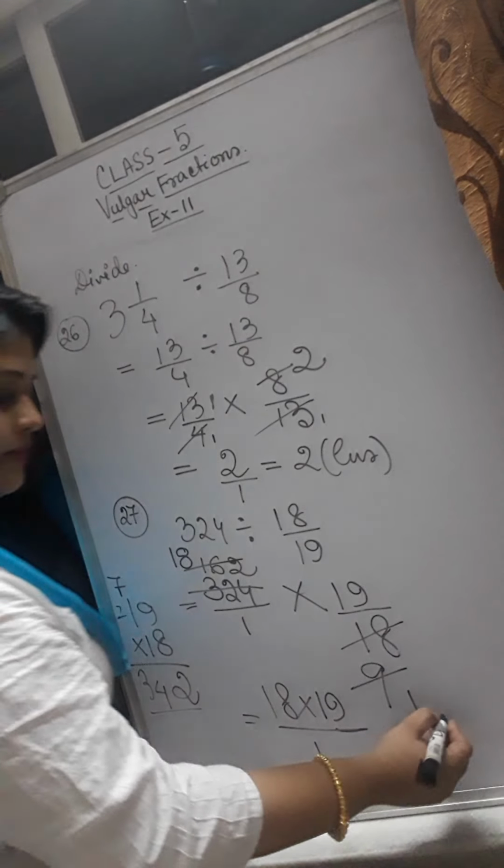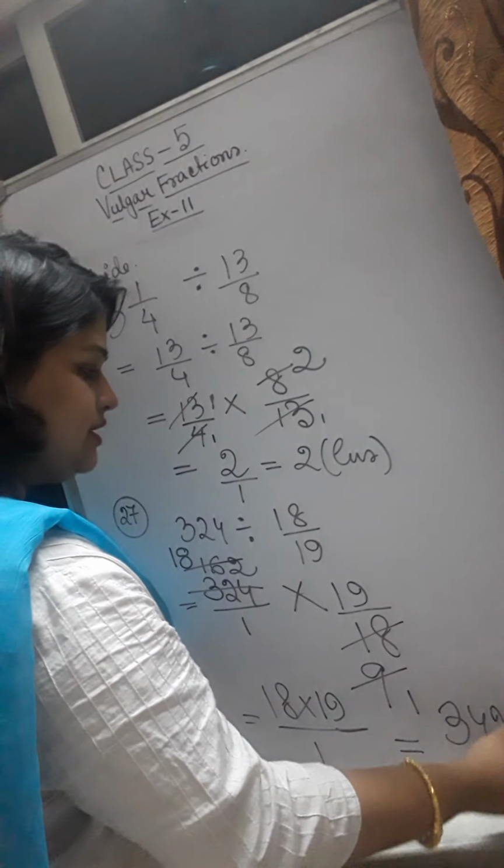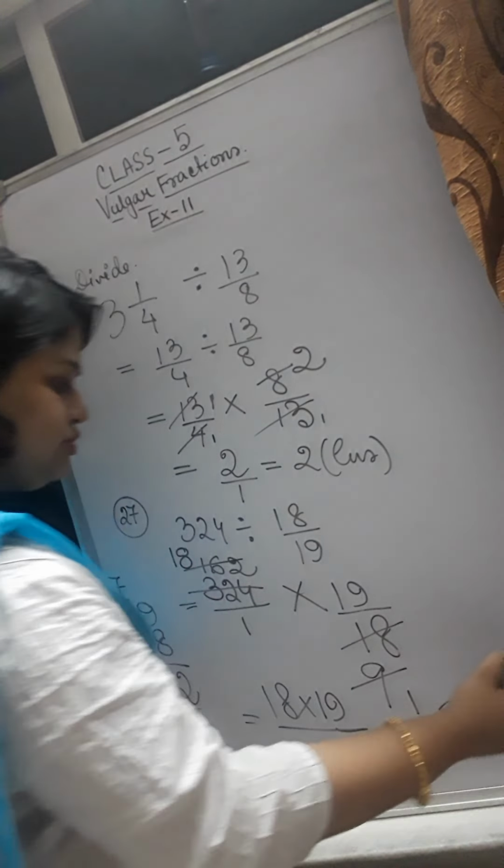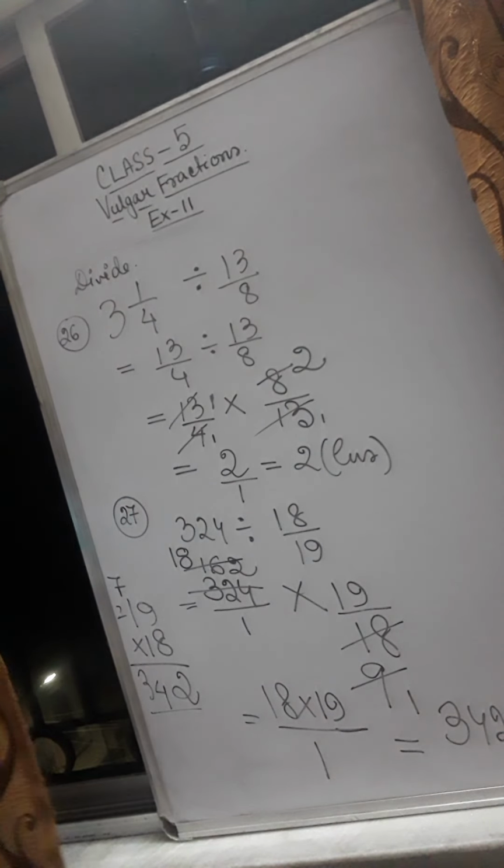It is giving me 342. This is the answer of the 27 sum. It's a whole number.